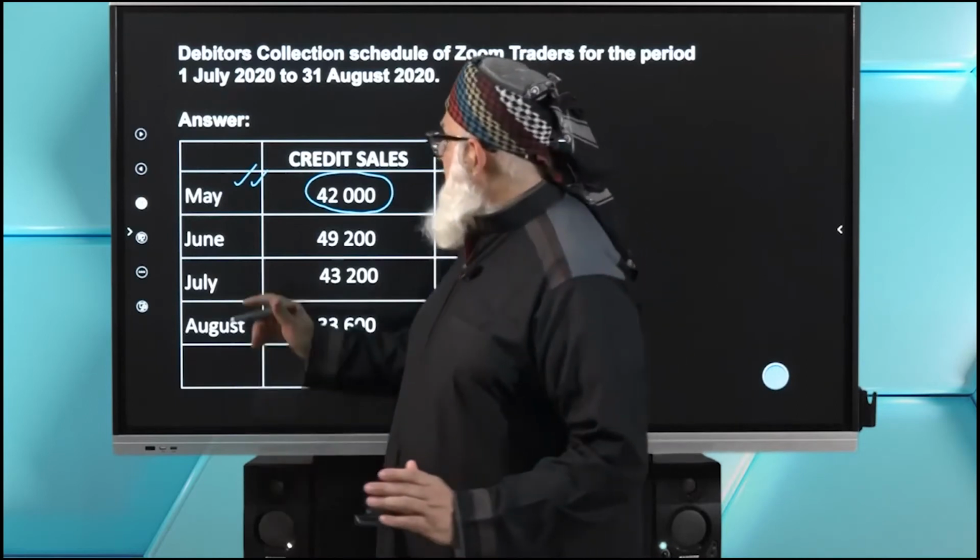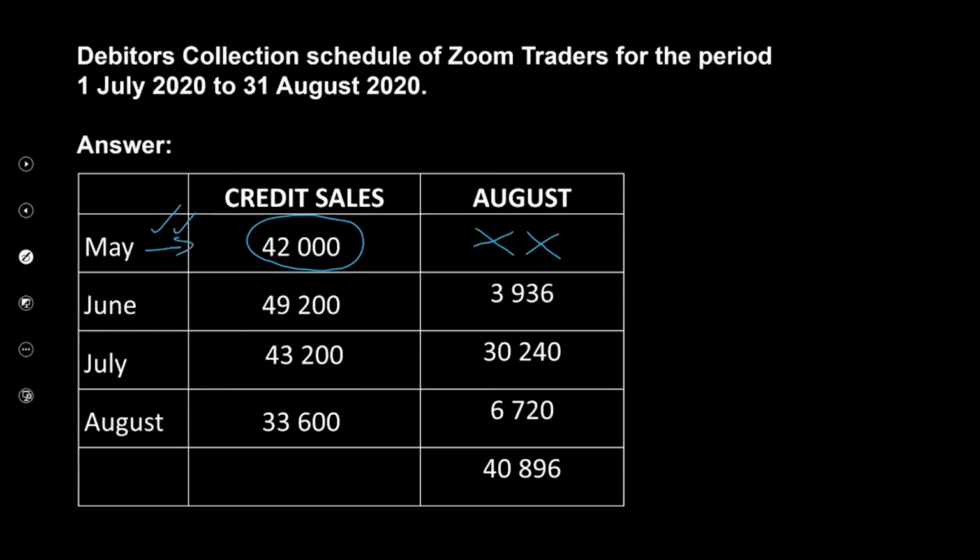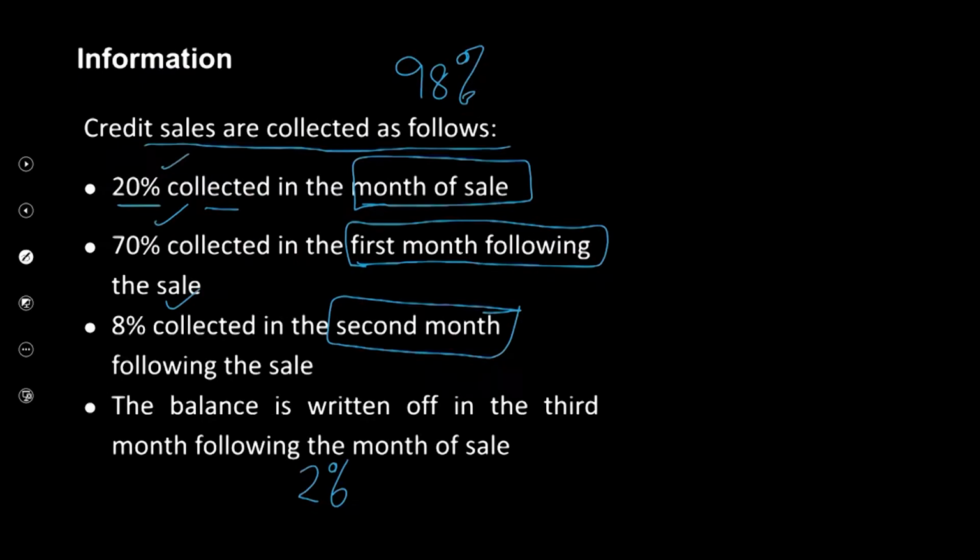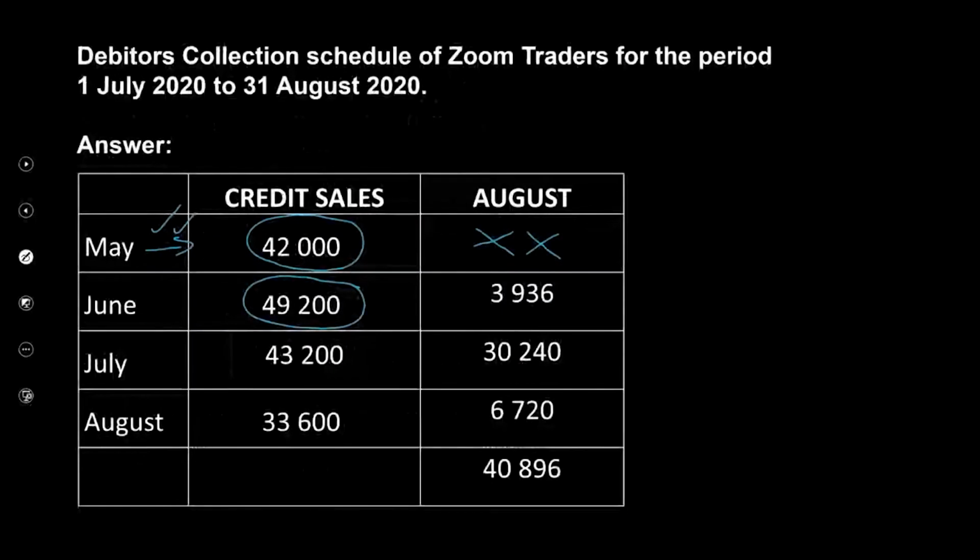Okay, so there we sorted May out. May is done and dusted. Let's go to June. June, we know that our credit sale is 49,200. We know that some debtors will pay us in June, some will pay us in July, and 8% will pay us now in the month that we are dealing with, which is August. Let's do our calculation.